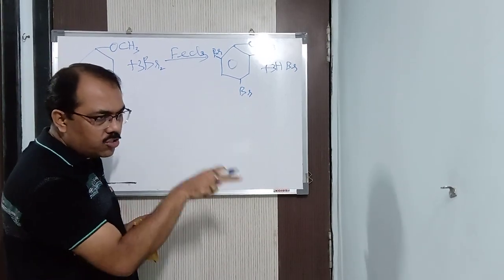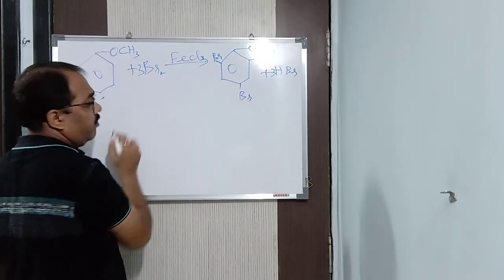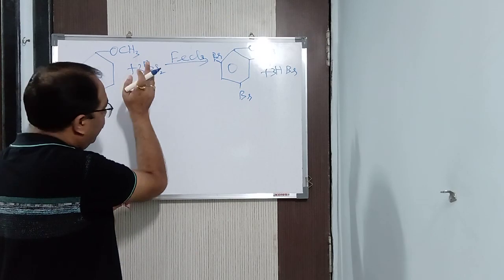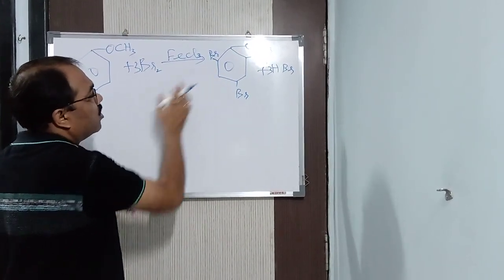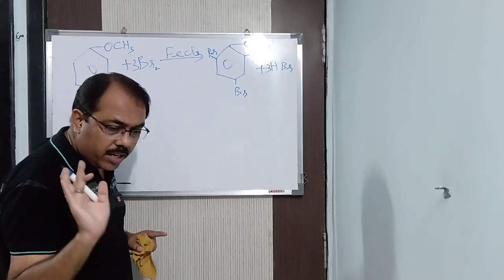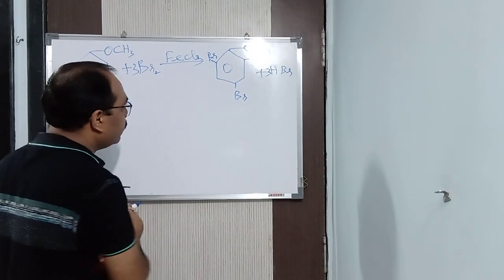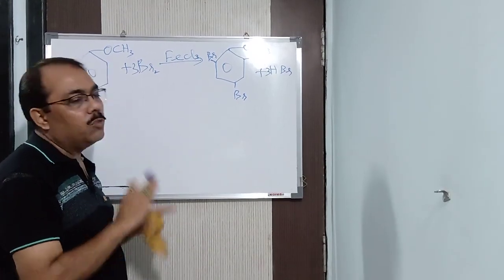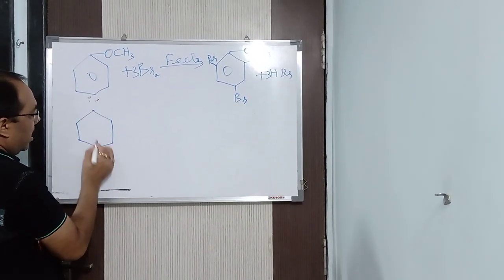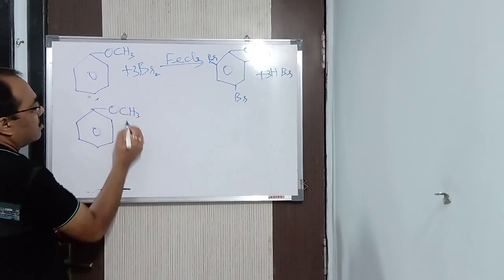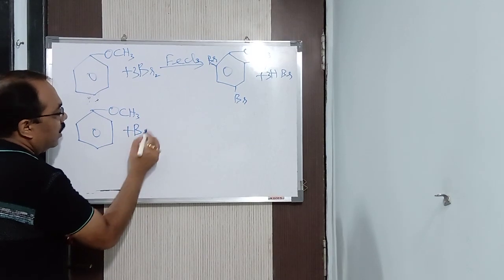What I said, either it should go to ortho or para, but with the presence of FeCl3 it becomes so reactive that bromine, or even chlorine, goes to all the electron rich positions and forms a tri-substituted product. Now you can ask me, sir, I want a mono-substituted product. What will I do? I will change the condition, because organic chemistry depends upon condition.